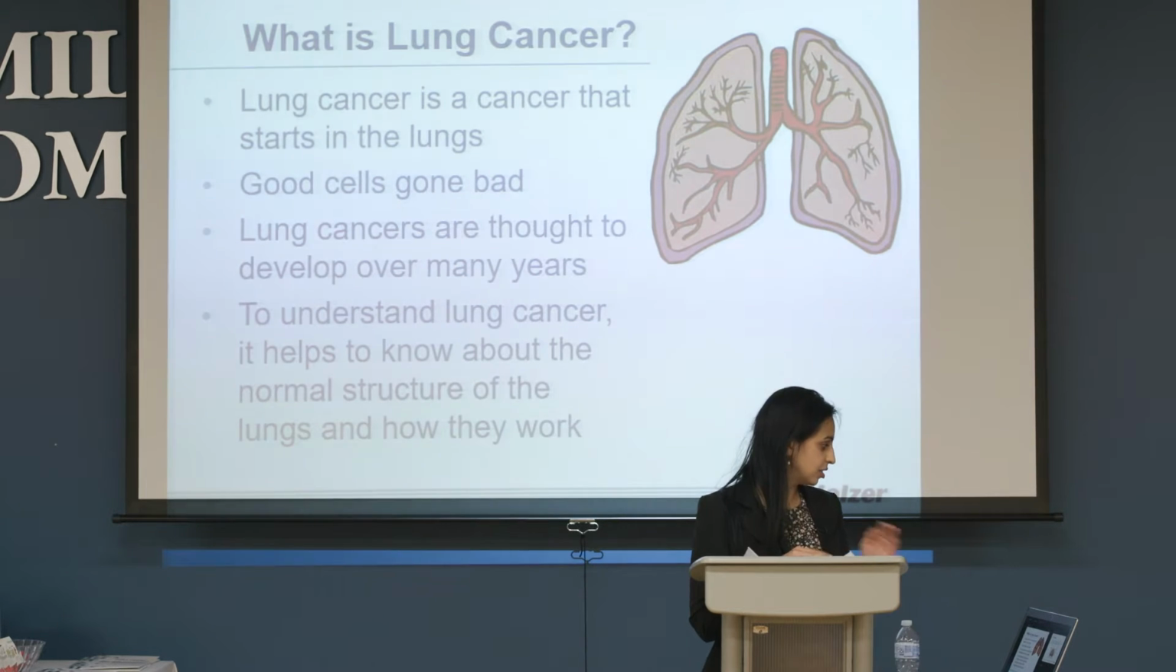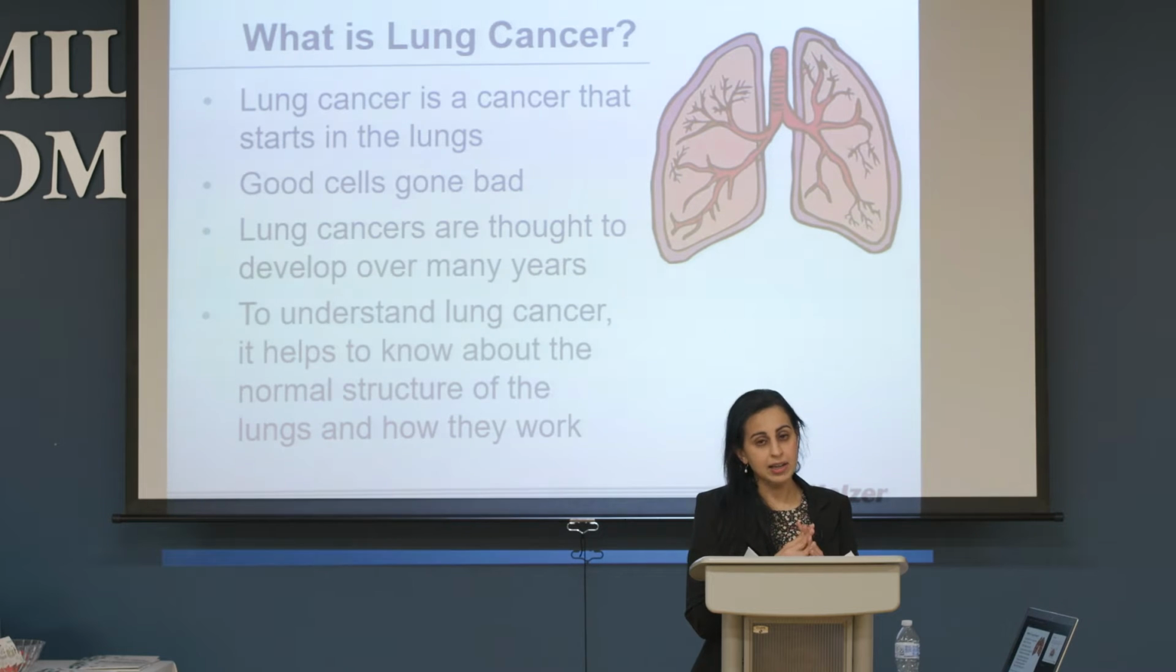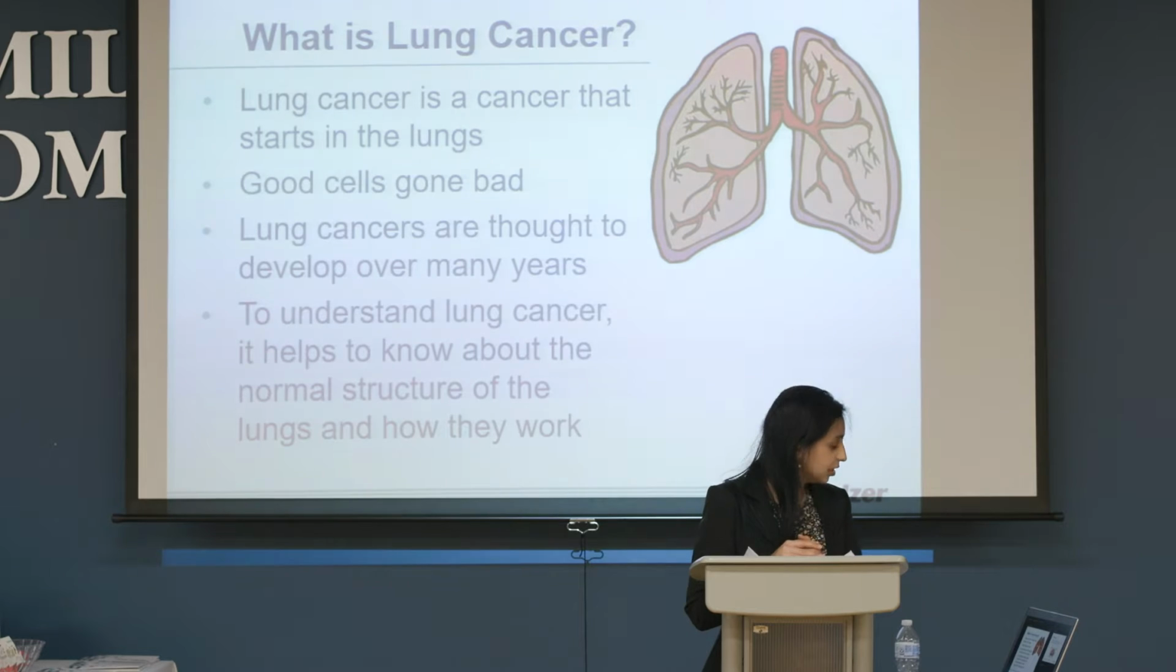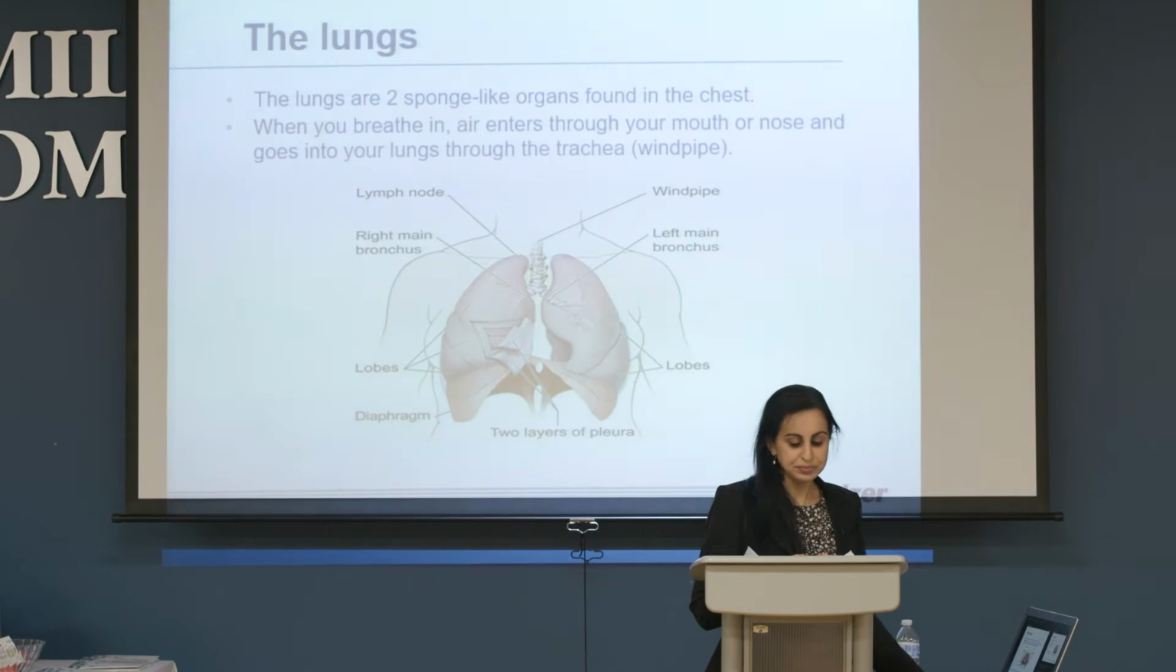So what is lung cancer? Lung cancer is a cancer that forms in the lungs. Lung cancer in general is good cells that have gone bad. Those cells in our body are constantly changing and dividing, and the DNA in certain cells goes bad, and our immune system usually takes care of that. But in some cases, the cancer cells can grow out of control, and that's when we have to intervene. So to understand lung cancer, we want to talk about the anatomy of the lung, so that you can understand a little bit more about lung cancer.